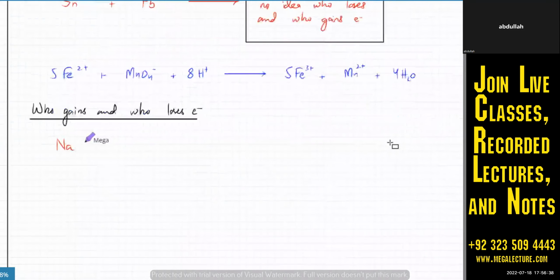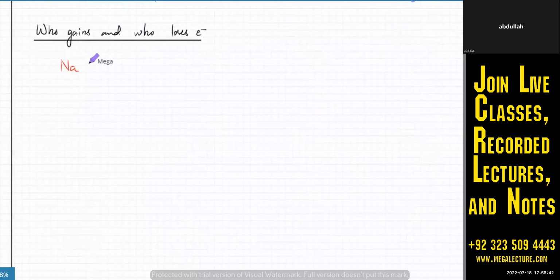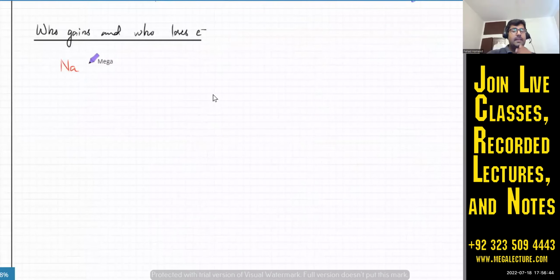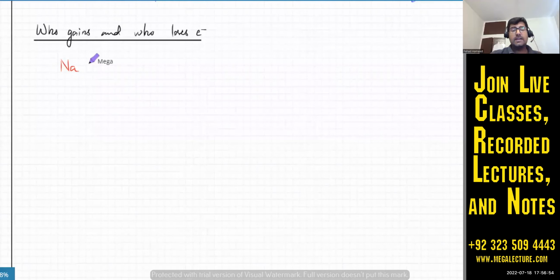Does it like to lose electrons? Does it like to gain electrons? Okay, this one, it likes to lose electrons. We know it's one of the most reactive elements. So we know what it's going to do. We know it really likes to lose electrons, right?